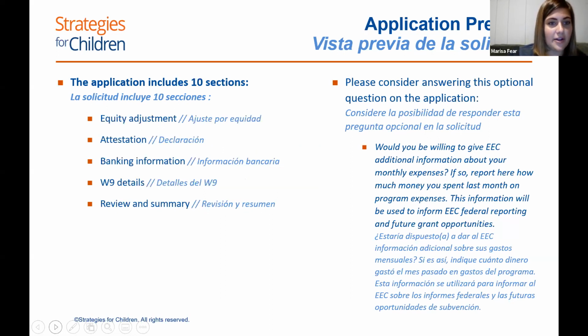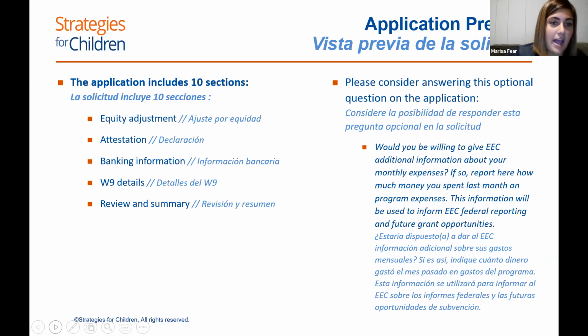The next few sections are the equity adjustment. We spoke a little bit earlier about the equity adjustment and how that is calculated by either the social vulnerability index or your subsidy enrollment. And EEC is doing both of these calculations twice. So for example, if you could qualify for an equity adjustment based on your subsidy enrollment, they're taking your subsidy enrollment at 2 points in time: one prior to the pandemic and one more recently, comparing the two percentages, and whichever one is higher is the percentage that EEC is using to calculate your adjustment.